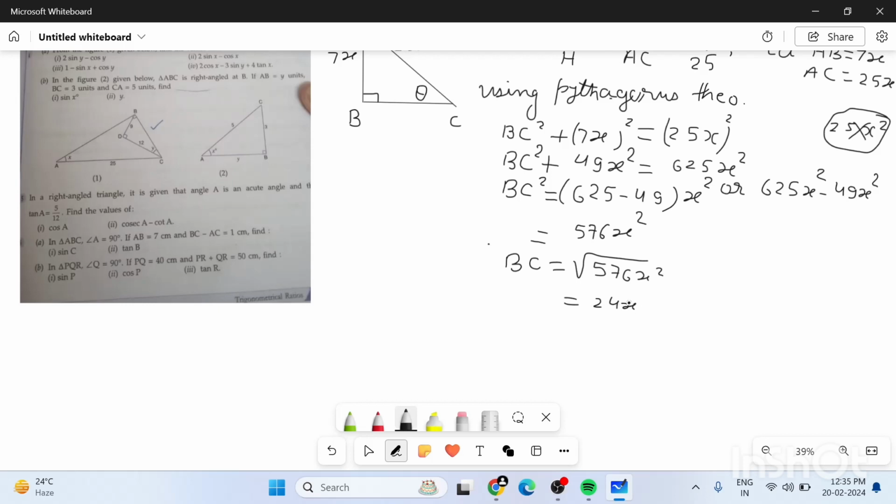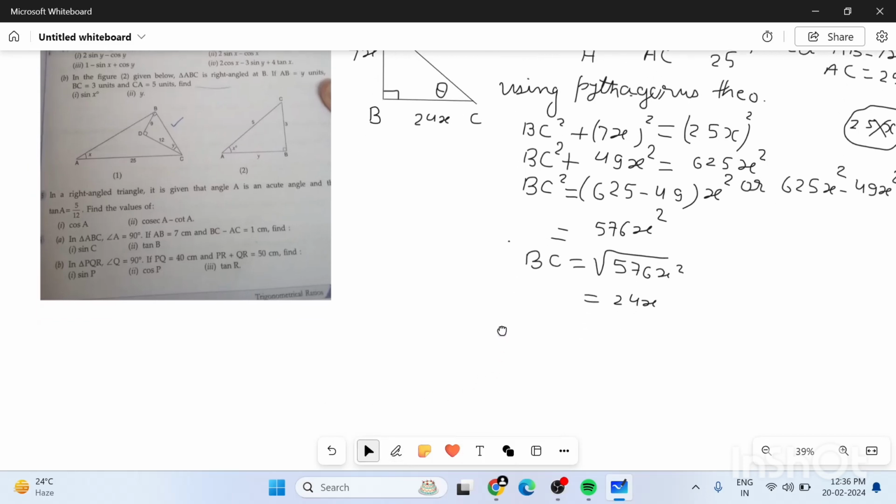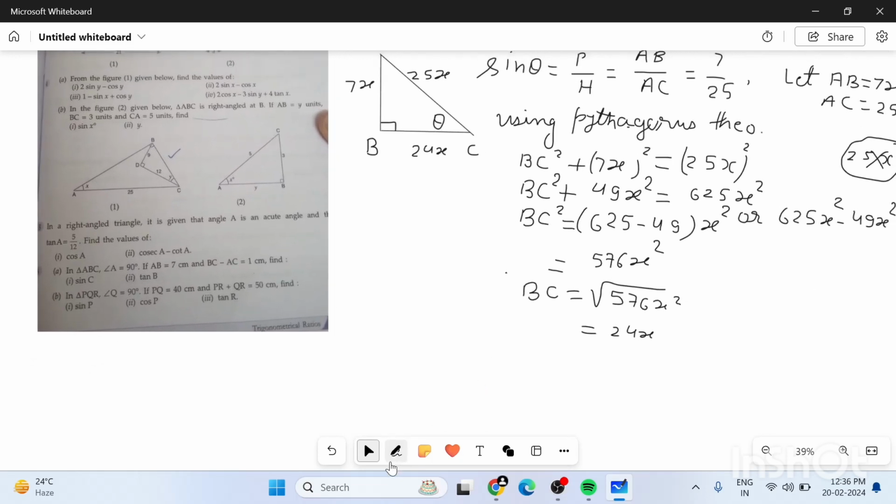This way, using your Pythagoras theorem, we have calculated the missing value in this triangle, BC equal to 24x. Because all trigonometric ratios are ratios of sides of this triangle ABC, and now we have got the three sides of this triangle ABC, other trigonometric ratios, students, we can find here.